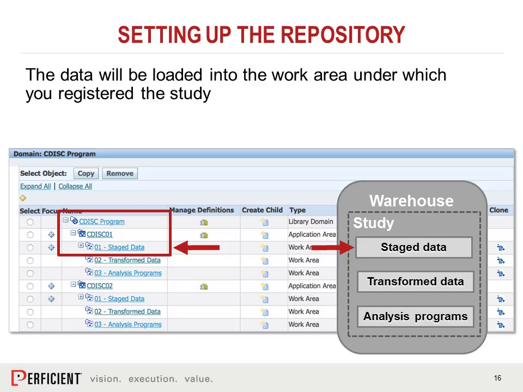If you don't have your repository set up correctly, or perhaps something I'm all too familiar with, if I've incorrectly registered my study and the utility can't locate the right area to store that data, it's going to throw out an error message, and the file load utility will not succeed. So you need to make sure that that staging area is set up before you start to load data.